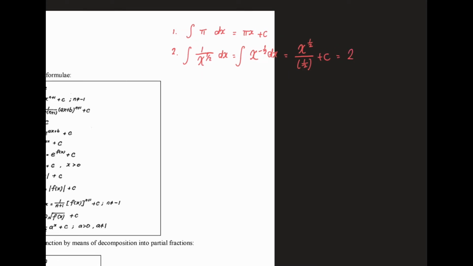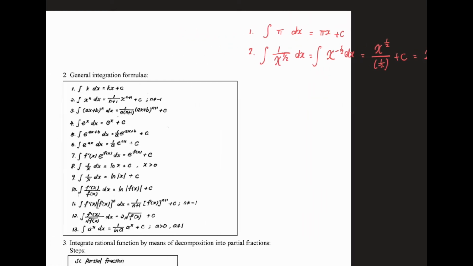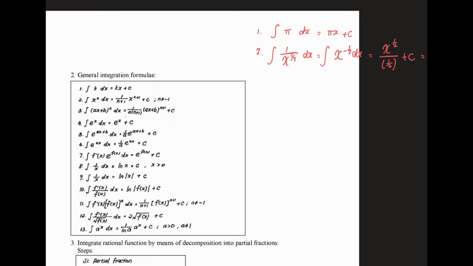Simplify: 2 square root x plus c. Okay, now next one, number 3. Let us look at the formula. Integrate (ax plus b) to the power of n, then we will get (ax plus b) to the power of n plus 1.